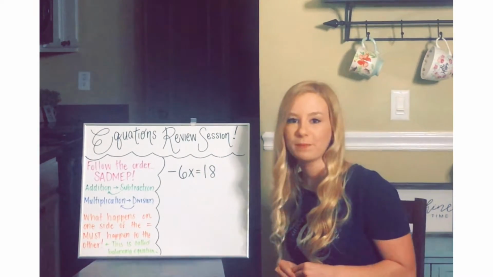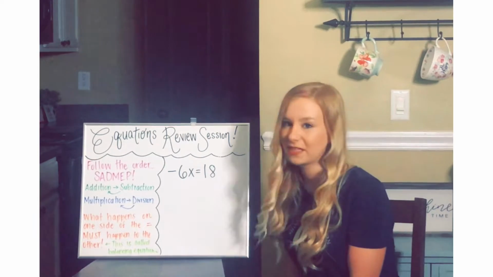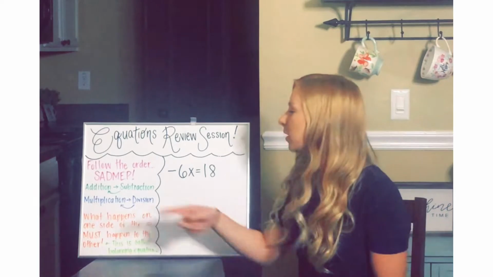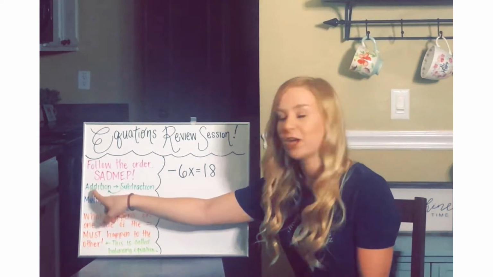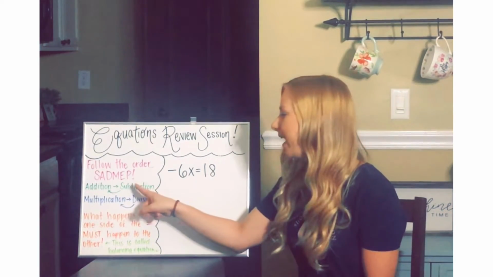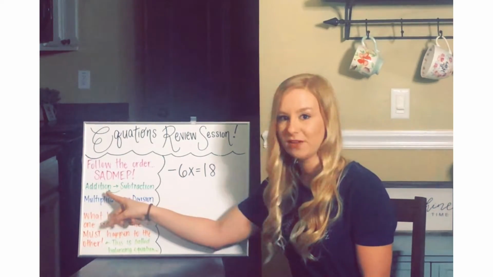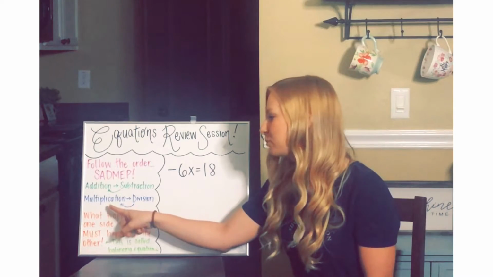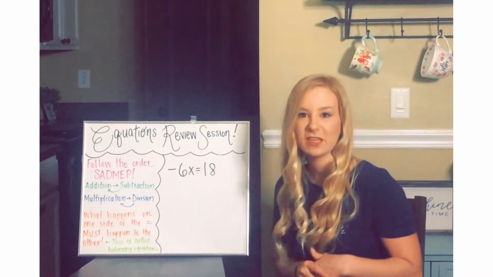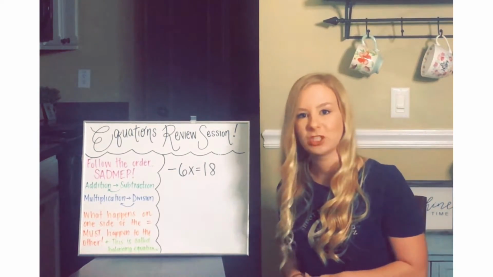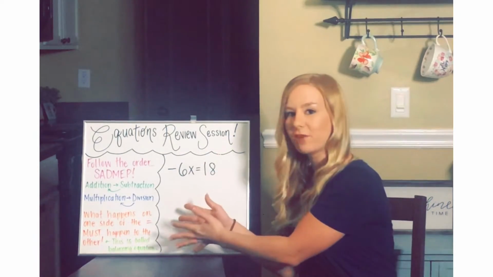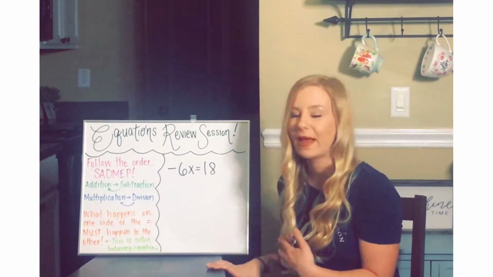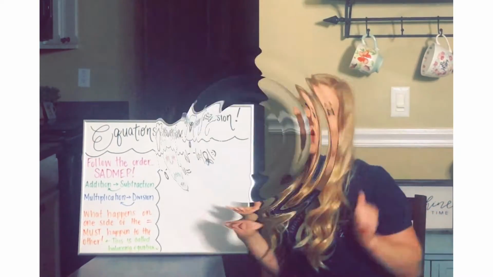You also need to remember that your opposites are how you're going to undo the things happening to your variable. So with addition, we undo addition with subtraction, and with subtraction, we undo it with addition. For multiplication, we use division, and for division, we use multiplication. One of the key things we need to remember with solving equations is if we do it to one side of our equal sign, we have to do it to the other side. This is called balancing equations, and without it, you're not going to get it.